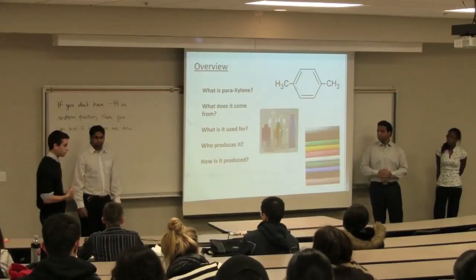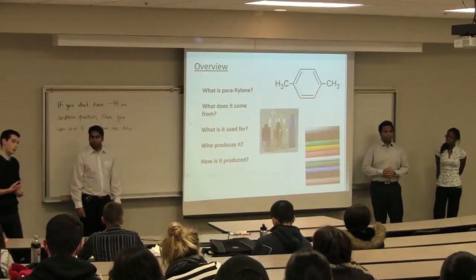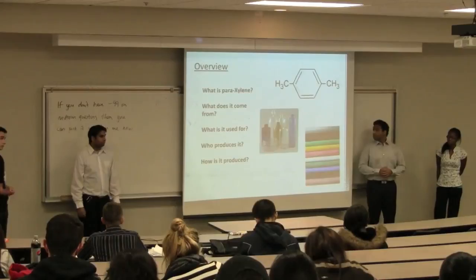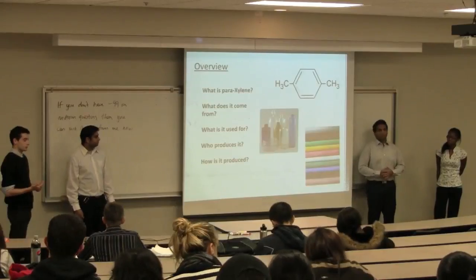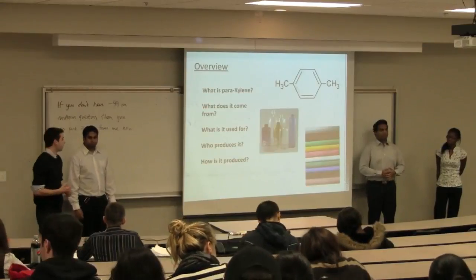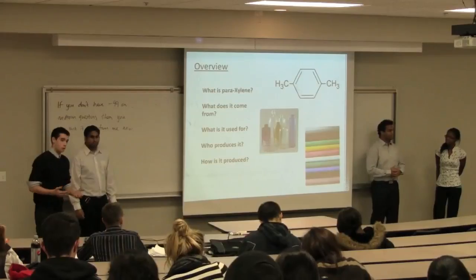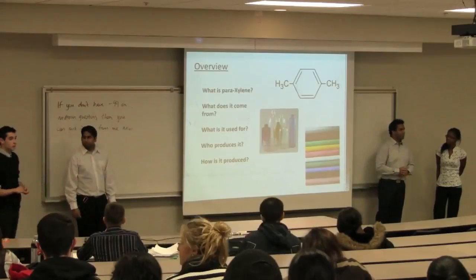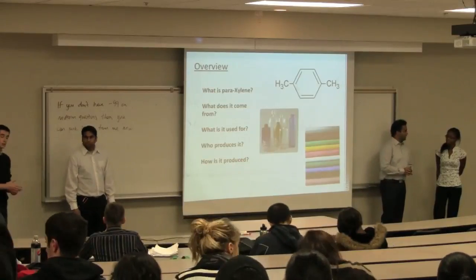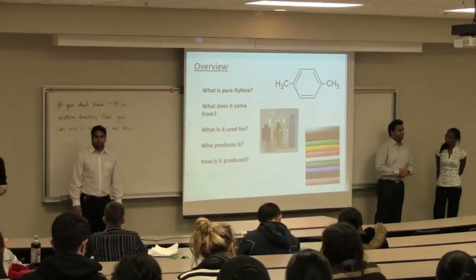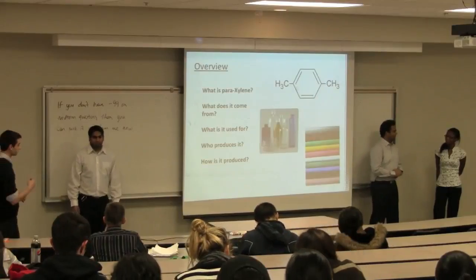What is it used for? Well, it's mainly used to make terephthalic acid, which is then used in the production of polyester fabrics and plastics. Who produces it? Well, mostly oil companies like BP and Chevron, and we're talking millions of tons per year, so it's really quite a high volume commodity.